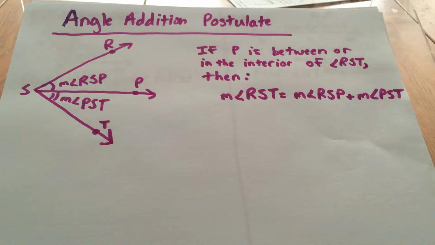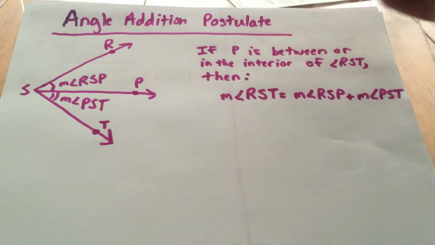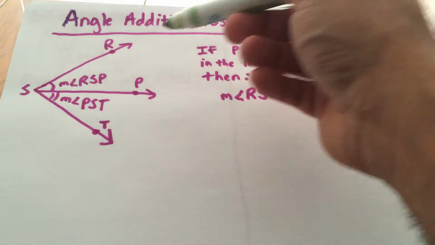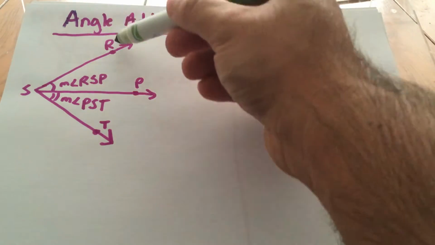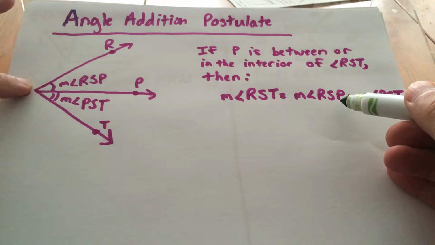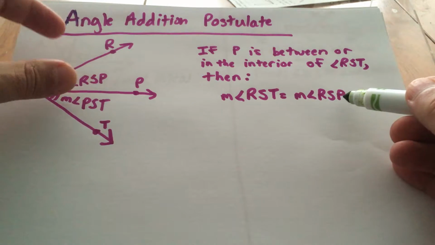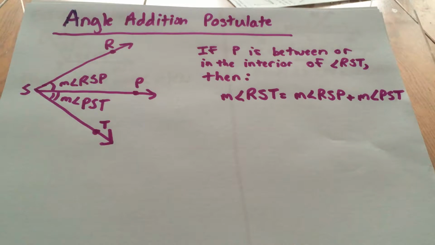All right, so if I have that situation here where a big angle is being cut into two smaller angles, then the obvious is stated over here on the right. If P is between or in the interior of RST, so here's RST and P is between those two, between that angle, then this statement is true. The measure of RST, the measure of the big angle, is equal to the sum of the two smaller angles. The measure of RSP plus the measure of PST. Okay, so that's the angle addition postulate in its most basic form.